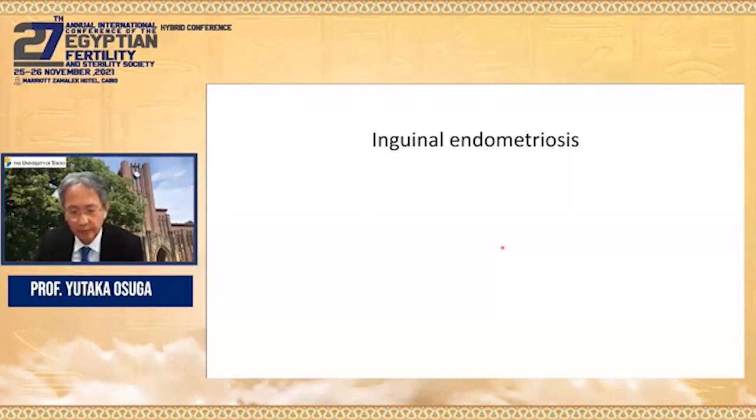So I'd like to look at extragenital endometriosis in different sites one by one. First, inguinal endometriosis.